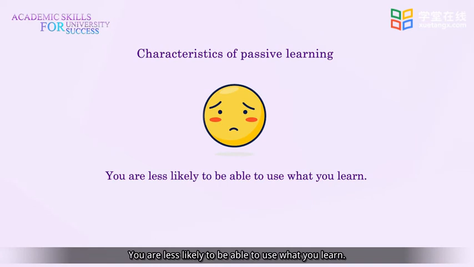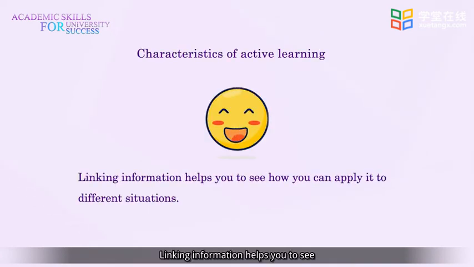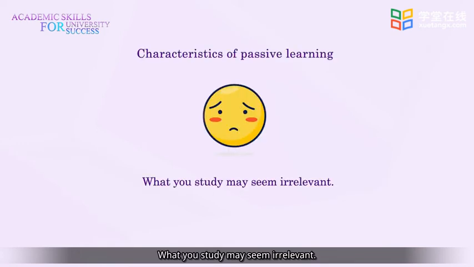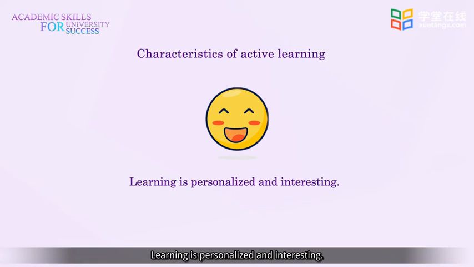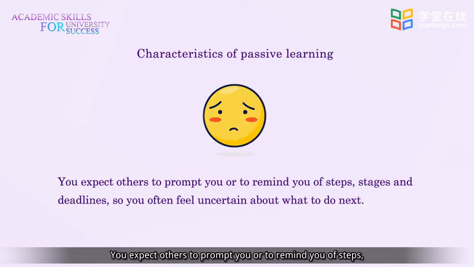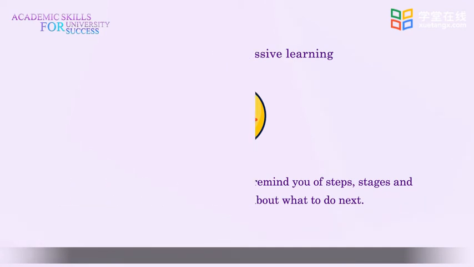You are less likely to be able to use what you learn. Linking information helps you to see how you can apply it in different situations. What you study may seem irrelevant. Learning is personalized and interesting. You expect others to prompt you or to remind you of steps, stages, and deadlines so that you feel uncertain about what to do next.